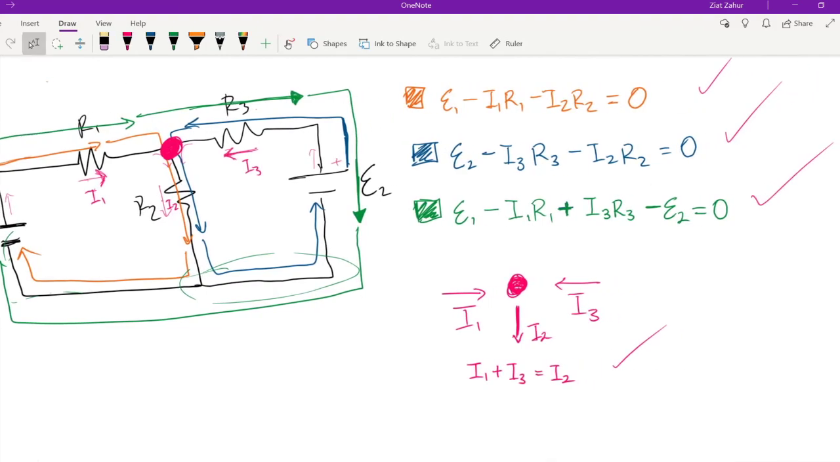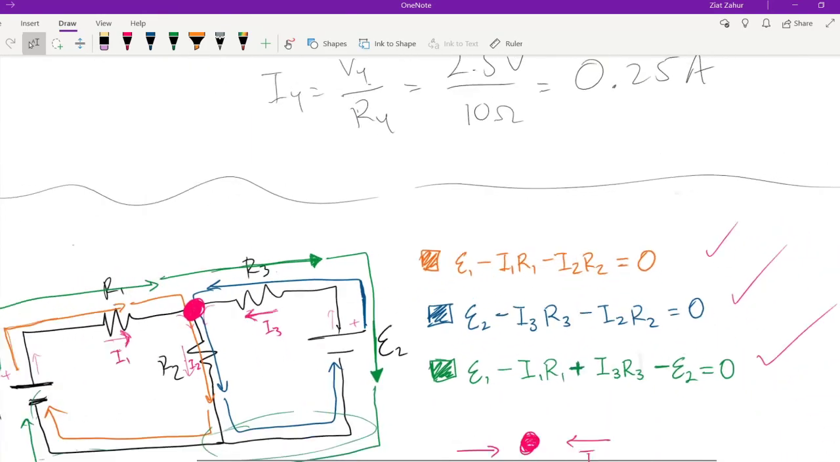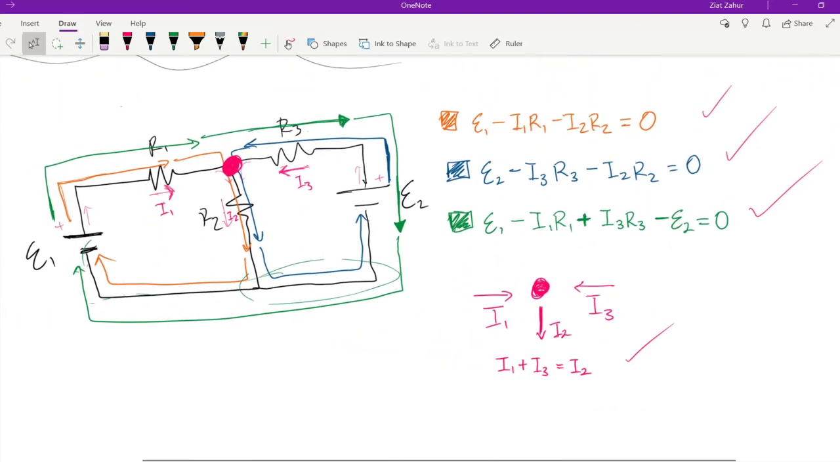So if you just did 2 of the loop rules, like orange and blue, and then did 1 junction rule, that's enough to solve this because you only need 3 equations to solve for 3 unknowns. But having more just helps. It's backup. It just means that if you mess up, you have more things to check and make sure you didn't mess up.